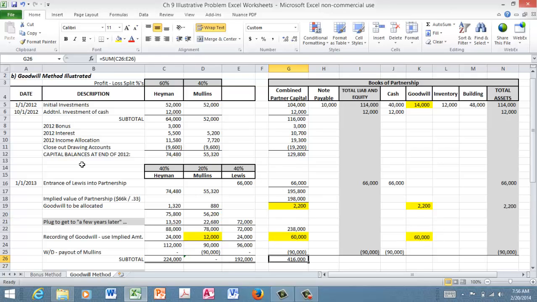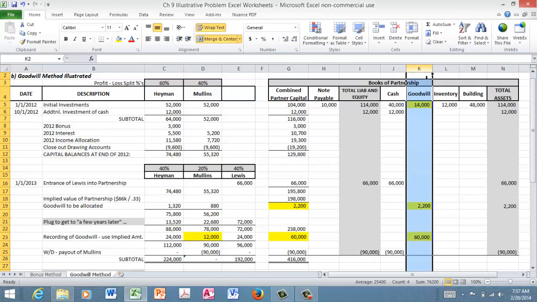Okay. Hopefully this helped make some sense to you, or helped the concepts make sense as far as how we illustrate the goodwill method versus a bonus method. And obviously we are recording goodwill when the events dictate the need to do that.